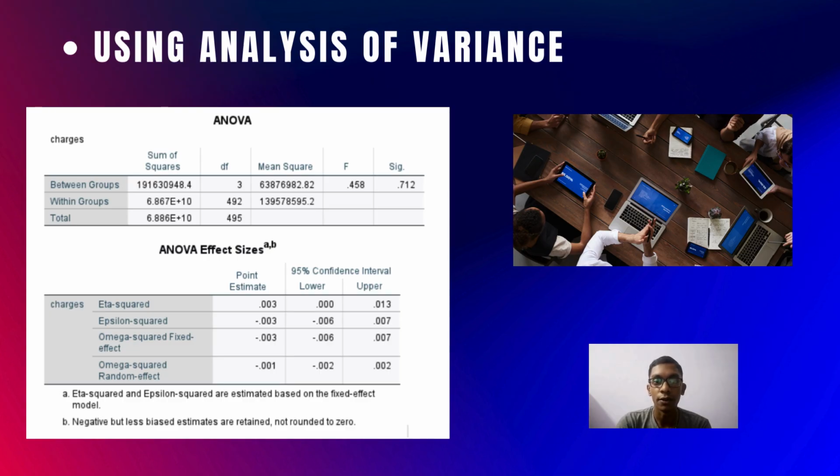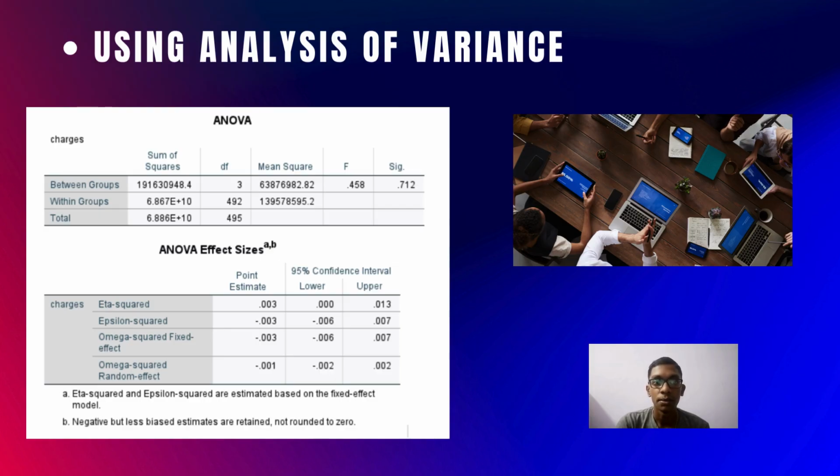Let's look at the ANOVA effect sizes. To double check those findings and understand the magnitude of the regional differences, we also looked at the effect sizes, which you can see in the lower table of this picture. If you look at the eta squared point estimate, it is 0.003. This tells us that the grouping variable accounts for only 0.3% of the variance in charges. The remaining 99.7% of the variance is due to other factors or random variation within the groups themselves.